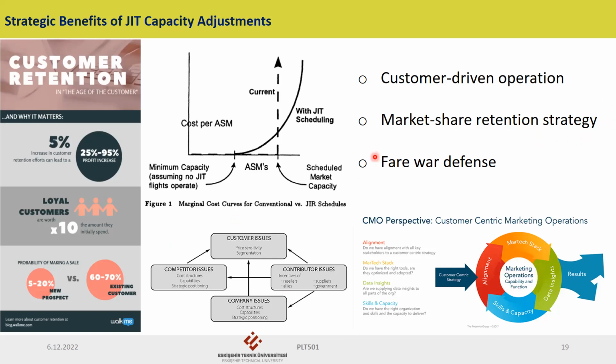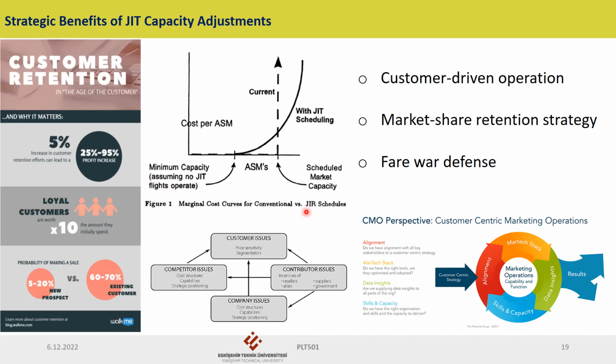Okay, the other one, fair war defense. This is a variable capacity concept, and there is also a weapon of grabbing market share, fulfilling everyone's goals and increasing market share. If you have any weapon as a manager, you can handle the other ones. So at the end of the day, you have to put all of these variables on this graph. Figure 1 illustrates the marginal cost to capacity.